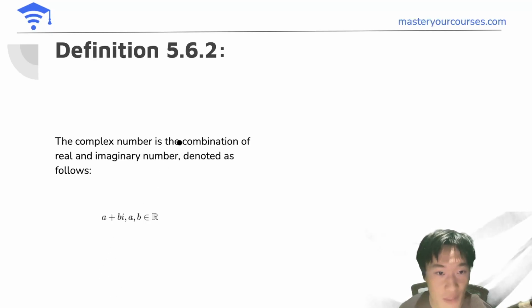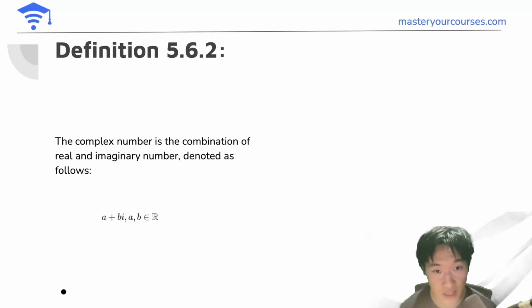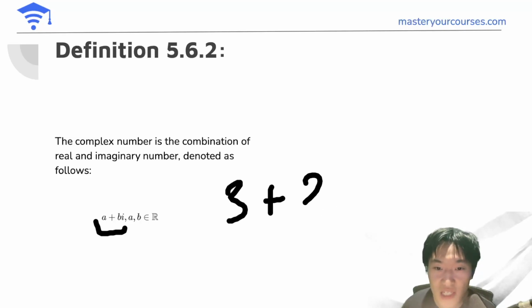So a complex number is a combination of real and imaginary numbers, denoted as follows: a plus bi, a, b in the reals. So what is that saying? Before, we had an imaginary number, which is just i, equal to the square root of negative 1. But a complex number is a combination of these things, where we take an element from the reals, the things that we know, like, for example, 3. 3 plus, say, 2 times i, that's a complex number.